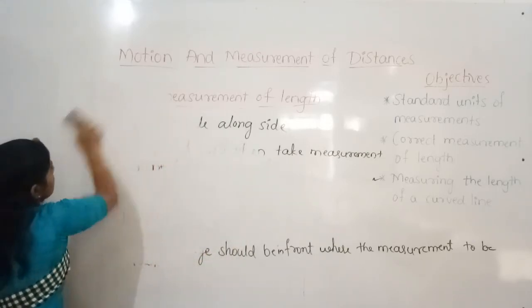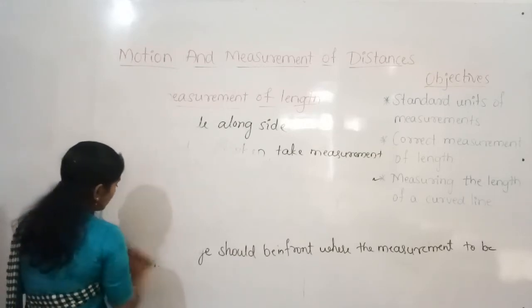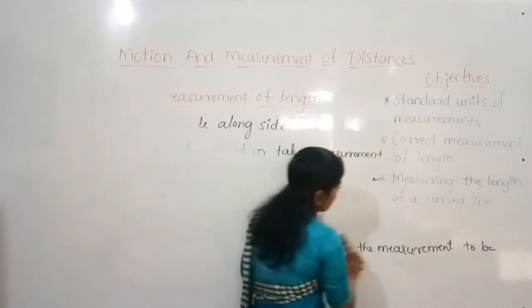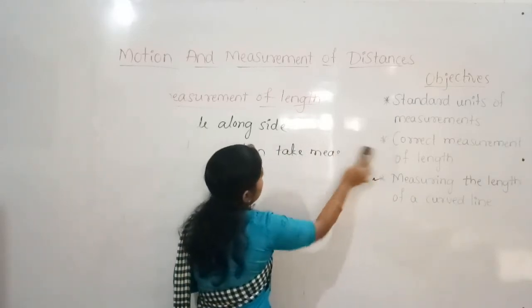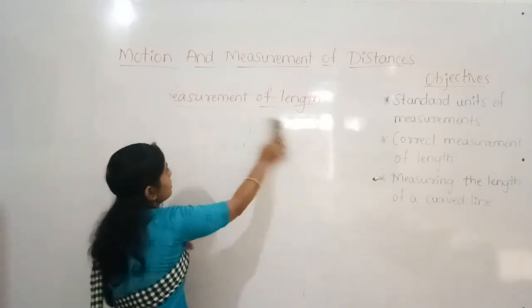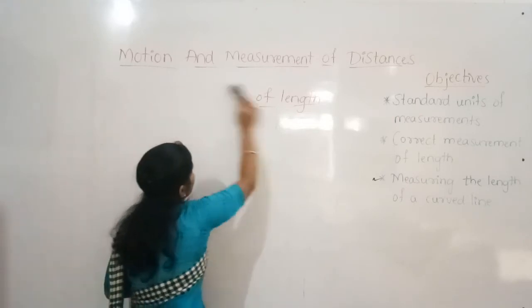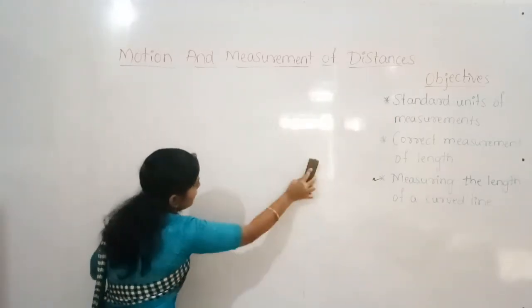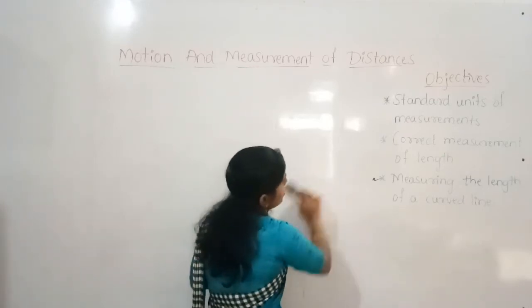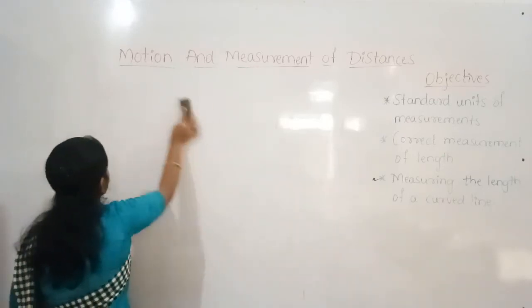How to measure? If it is a straight line, okay, by the handspan and all we can measure, and by using the meter scale, so we can measure the length. If it is a straight line, then if it is a curved line, how can we measure? So now we can discuss how to measure the length of a curved line.